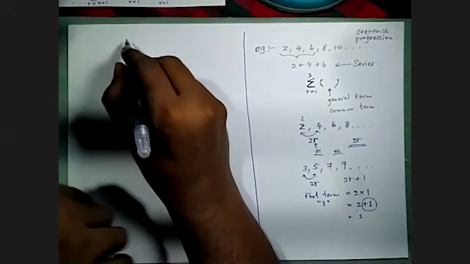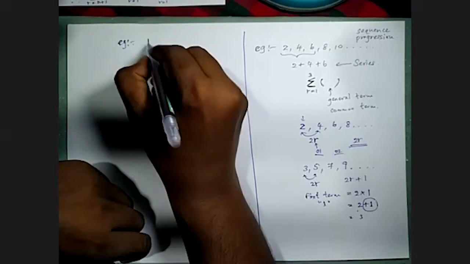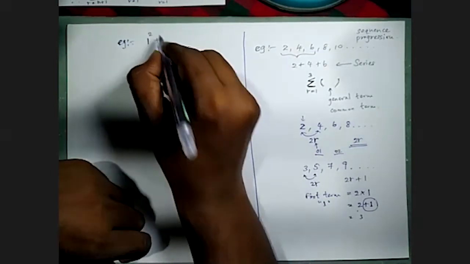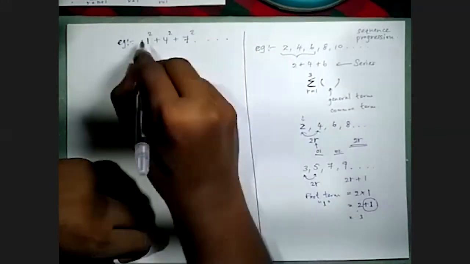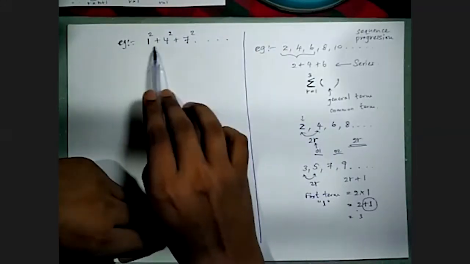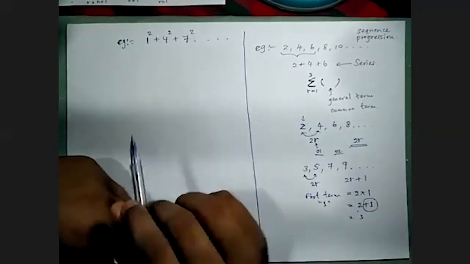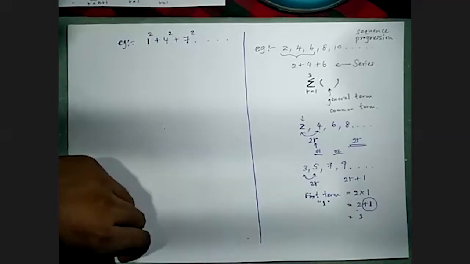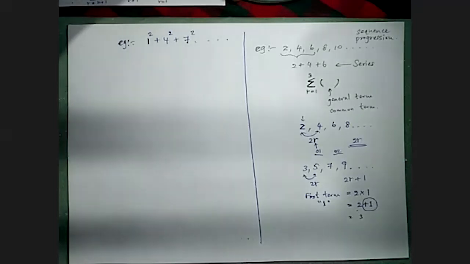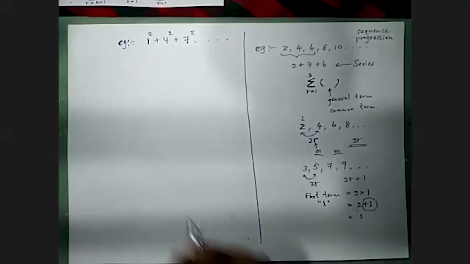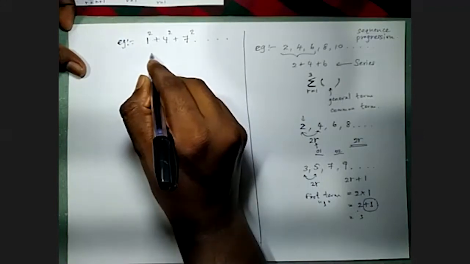Then moving to an advanced example like this. Let's say we have 1 squared plus 4 squared plus 7 squared. So this is not a progression because of this addition mark. Now this is a series. Then how to find the general term or the common difference for this? How to find the common difference? Yes, 3. Neglect or avoid the squares you have.